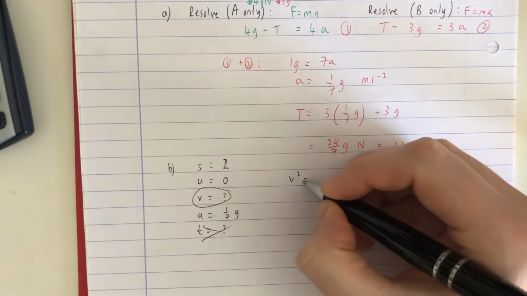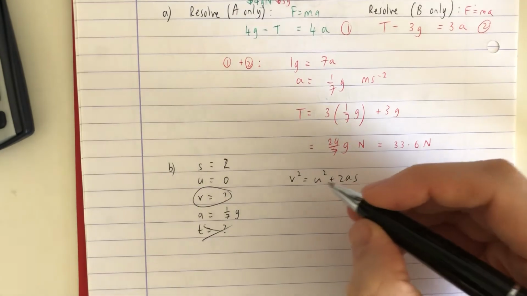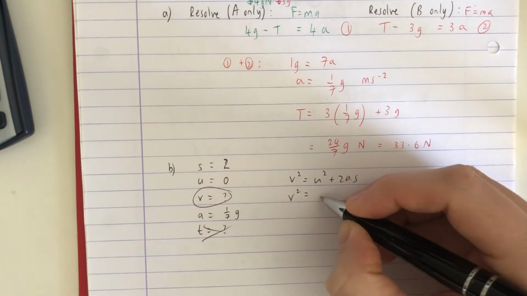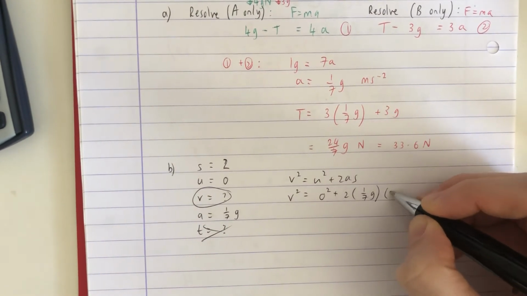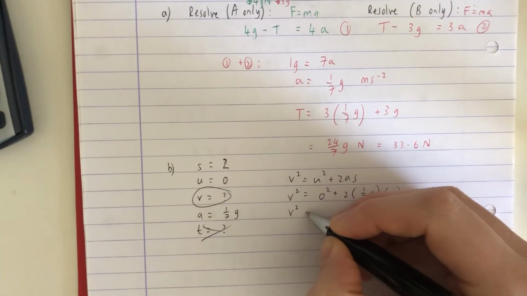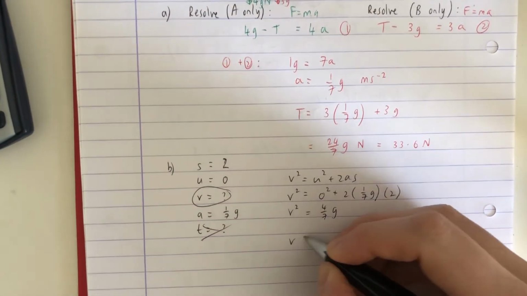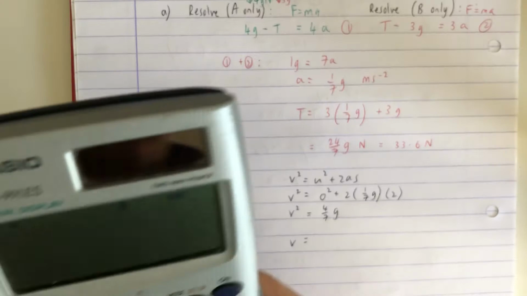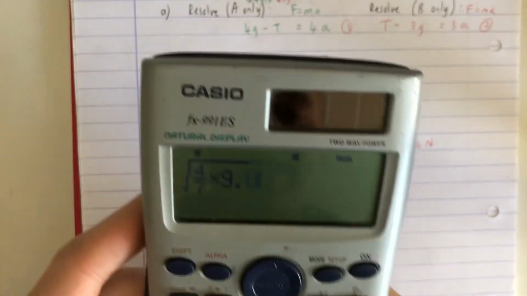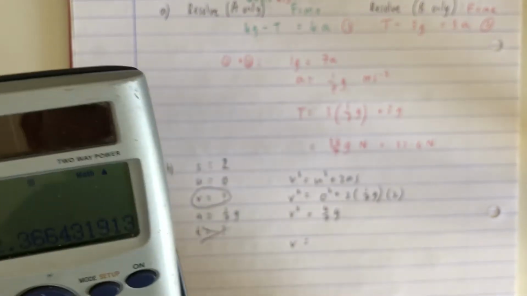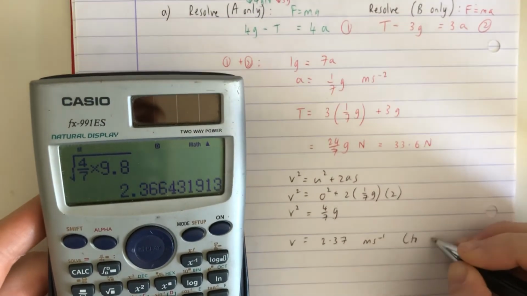And V squared equals U squared plus 2AS. V is unknown. 0 squared plus 2 times 1/7 g times 2, to give you V squared is 4/7 g, or V is equal to the square root of 4/7 times 9.8, which gives you 2.37 meters per second to 3 SF.